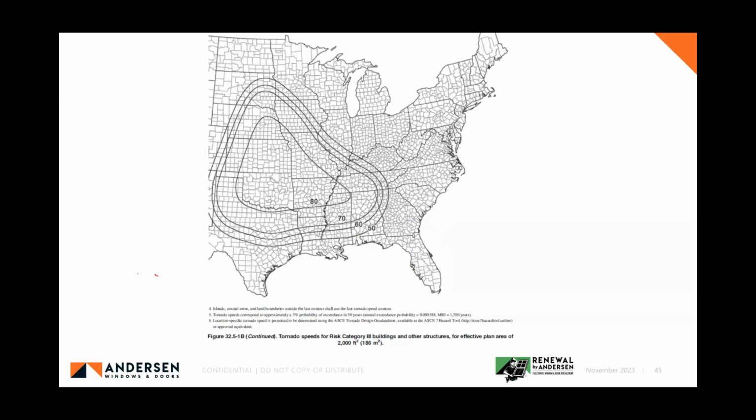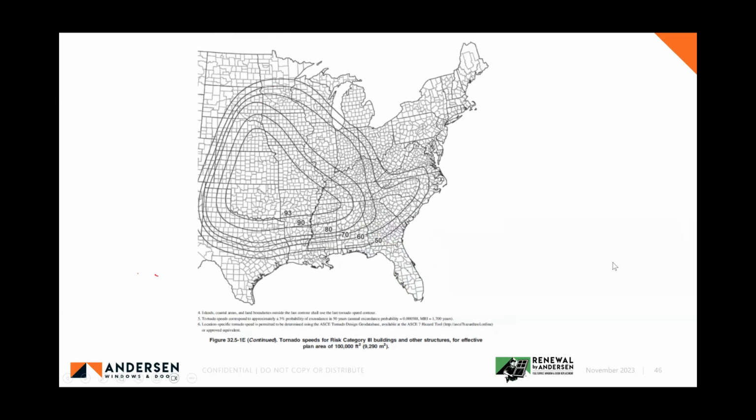Now if we bump up the size a little bit, to a 100,000 square foot building, again risk category 3, the 60 mile per hour contour is located along in here. So Florida is still exempt from tornado design. Not all of Florida, but all risk category 3 buildings of this size. And there are 8 maps; I'm just showing you a couple of them.